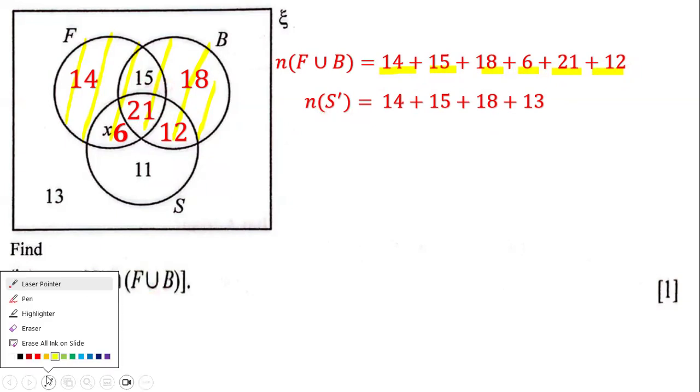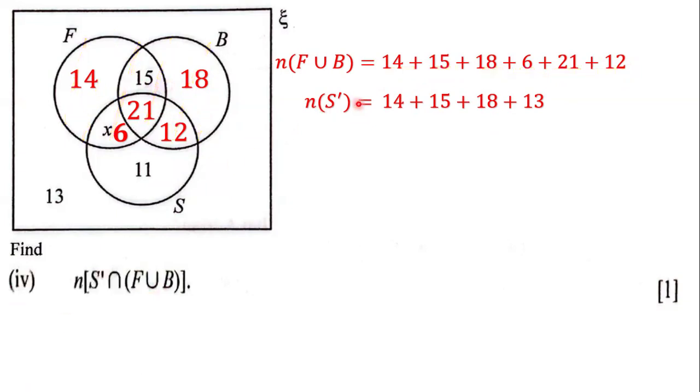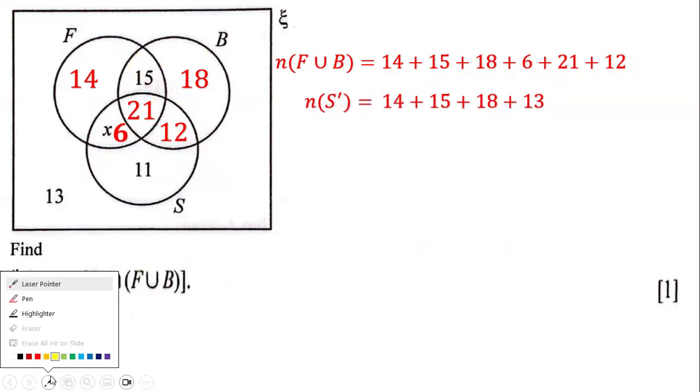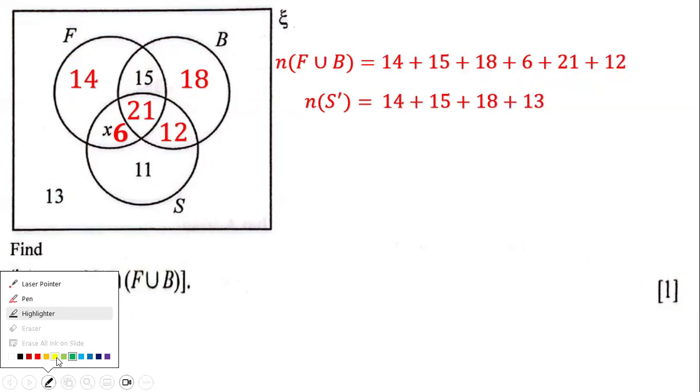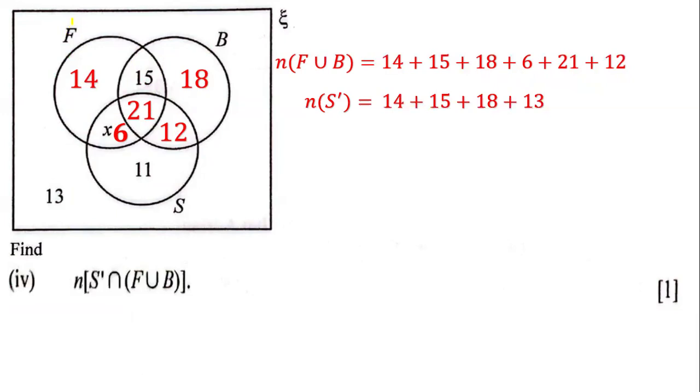Now we have to figure out what S complement is. S complement is all of the elements in the universal set, so let me highlight that, except for the elements that are in S.